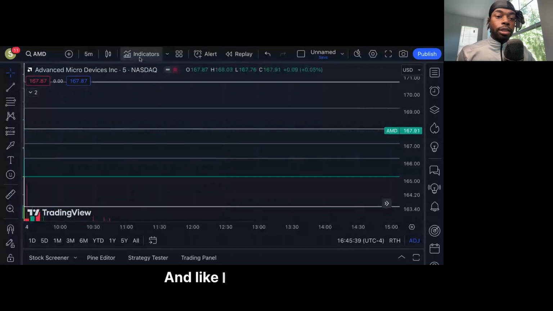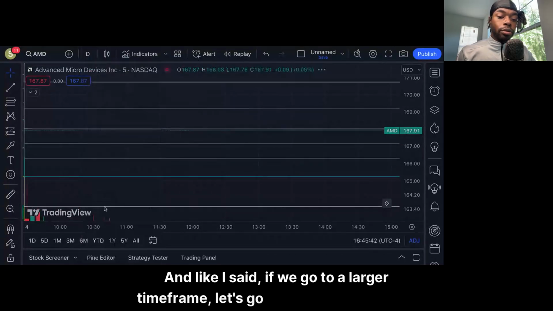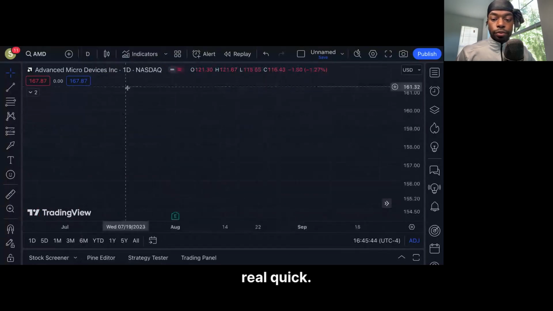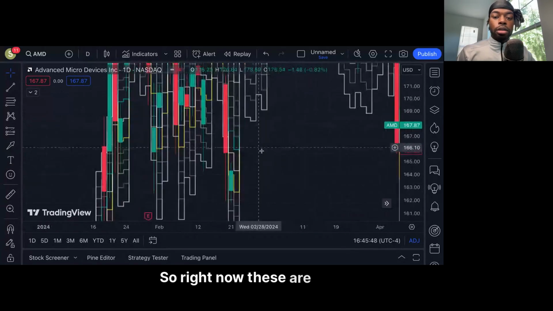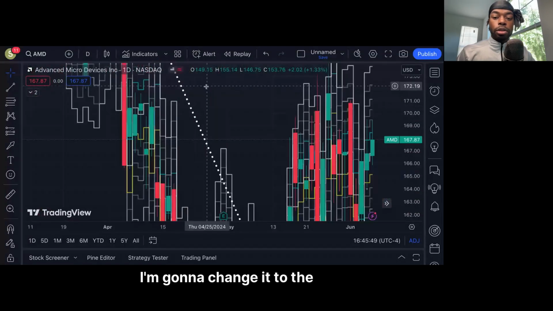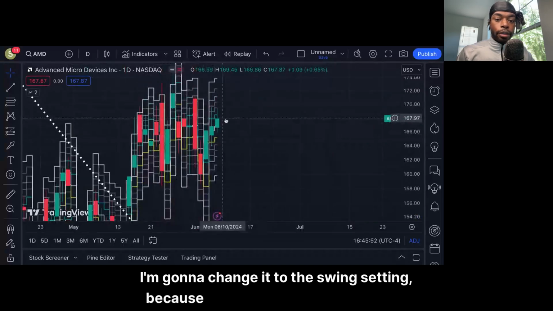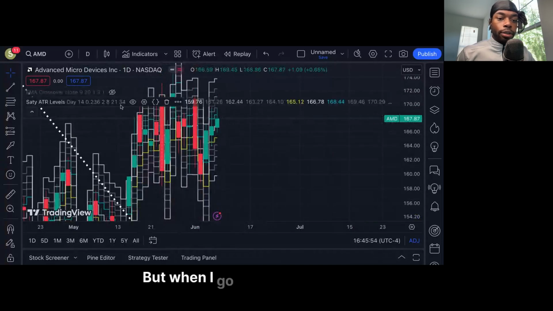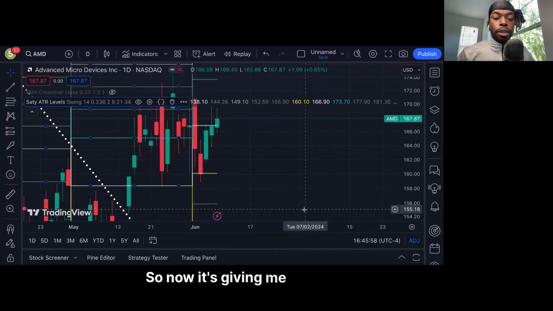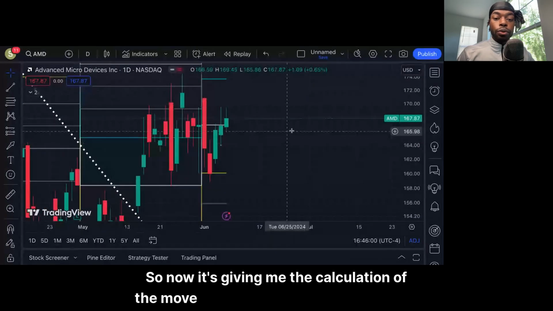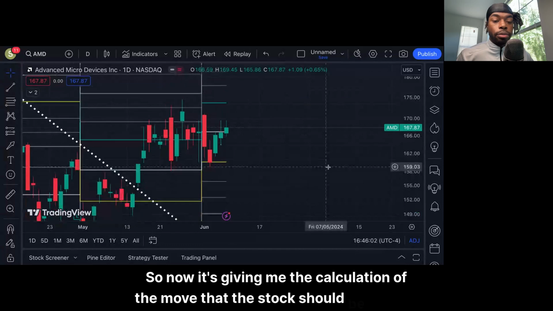Okay, and like I said, if we go to a larger time frame, let's go to the daily time frame real quick, and we're going to move over to here. So right now these are on the daily setting. I'm going to change it to the swing setting because they're only calculating a day. But when I go over here, I'm going to go to the swing setting. So now it's giving me the calculation of the move that the stock should be making for the month.